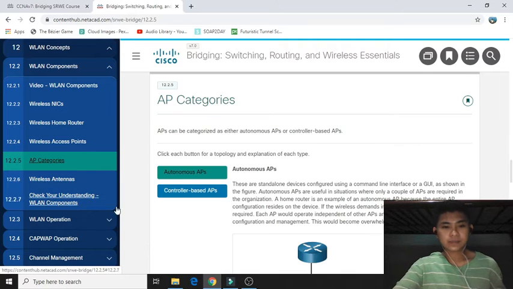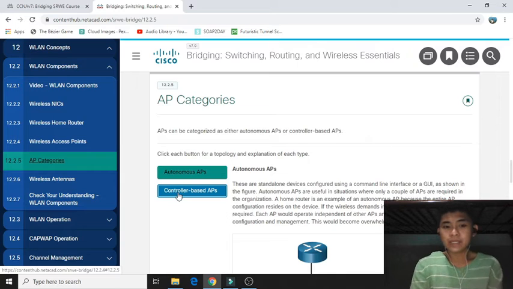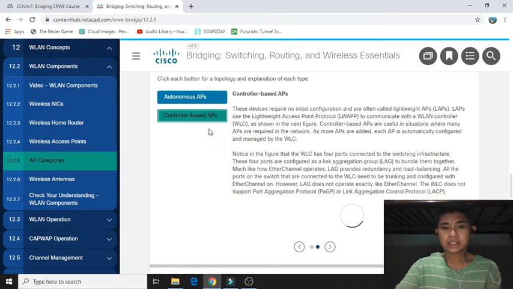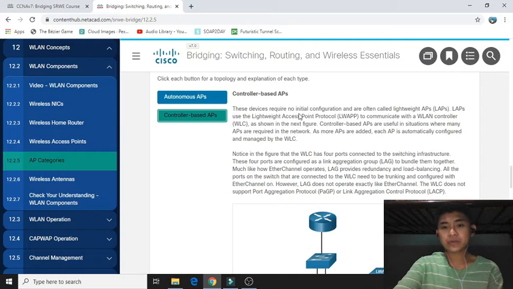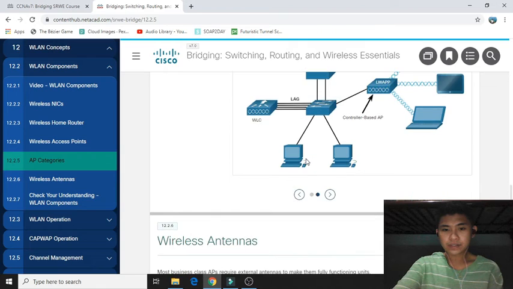AP categories. APs can be categorized as either autonomous APs or controller-based APs. First, what are autonomous APs? These are standalone devices configured using a command line interface or a GUI. Next, the controller-based APs are devices that require no initial configuration and are often called lightweight APs. Here you can see the APs.